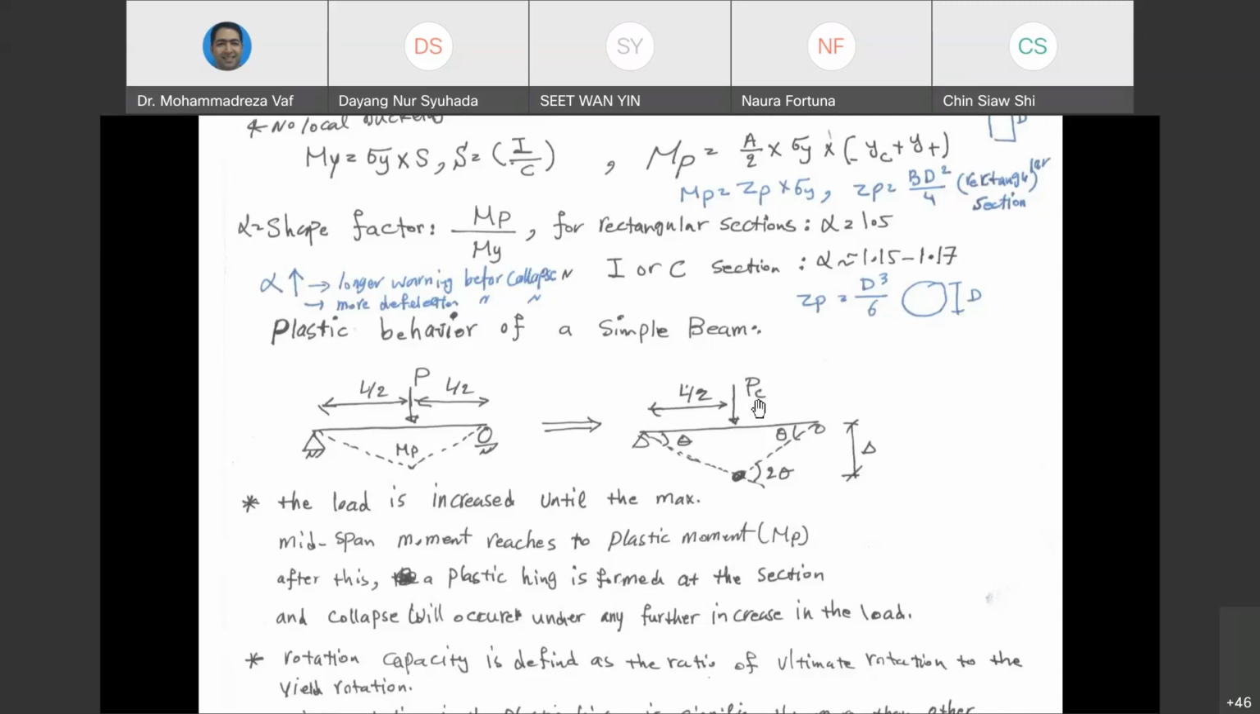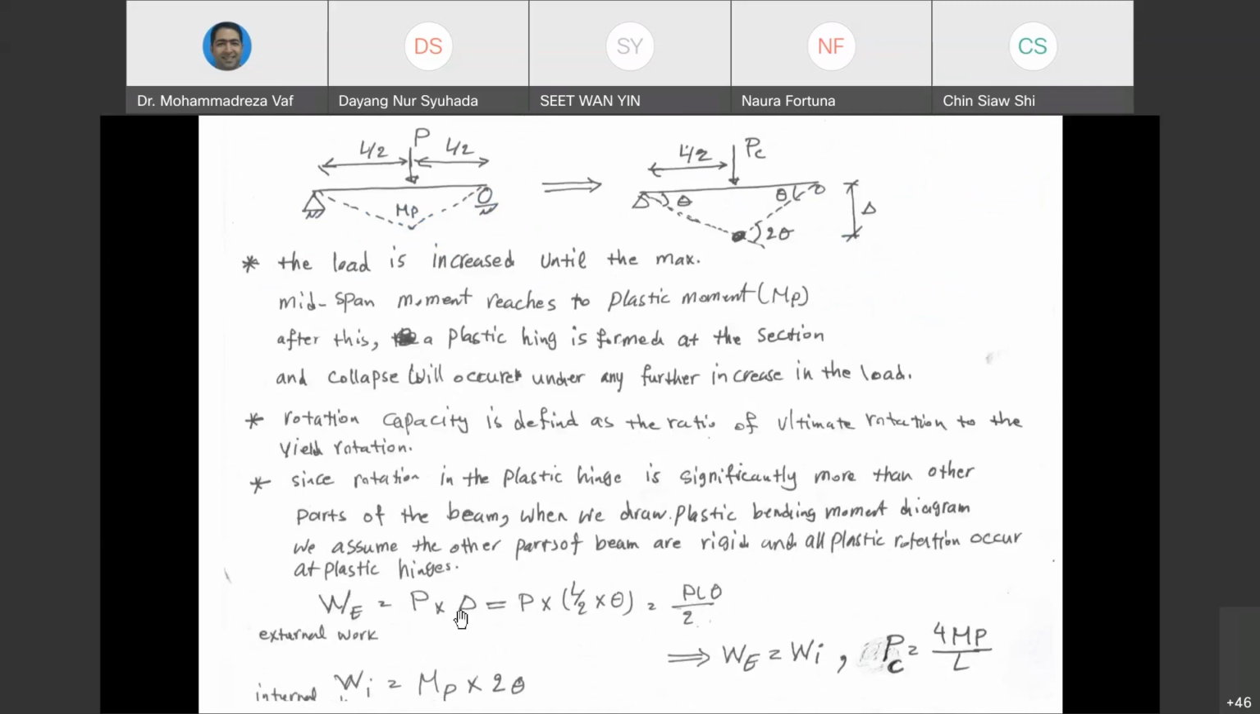For the external work, it's always work equals force multiplied by displacement. So we assume that the beam at the time of collapse has a deflected shape equal to delta here. So P multiplied by delta equals the external work done by this force. This is what we have written here. P multiplied by delta is the external work, and MP, which is the bending moment at the time of failure, multiplied by 2 theta is the internal work. So according to the kinematic approach, internal work and external work should always equal each other.